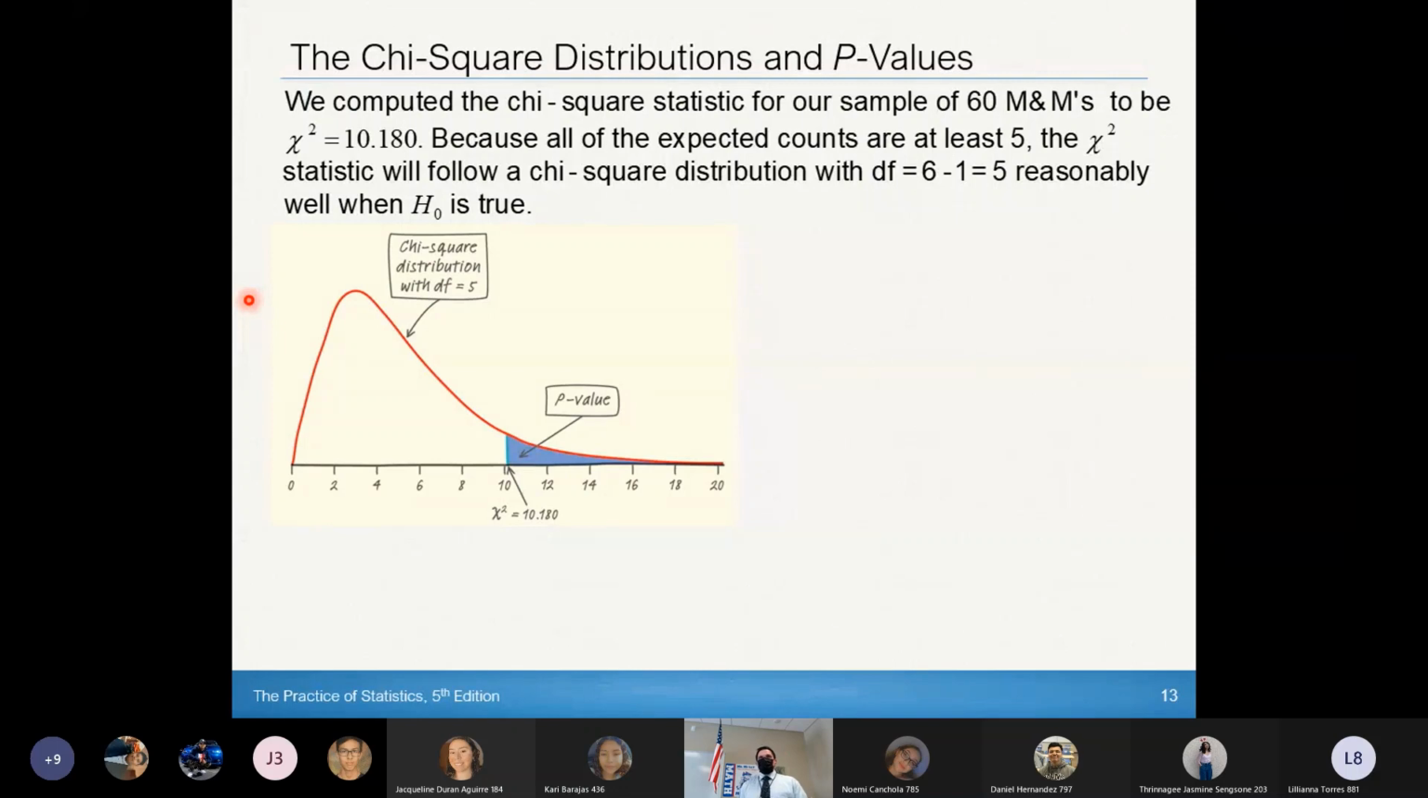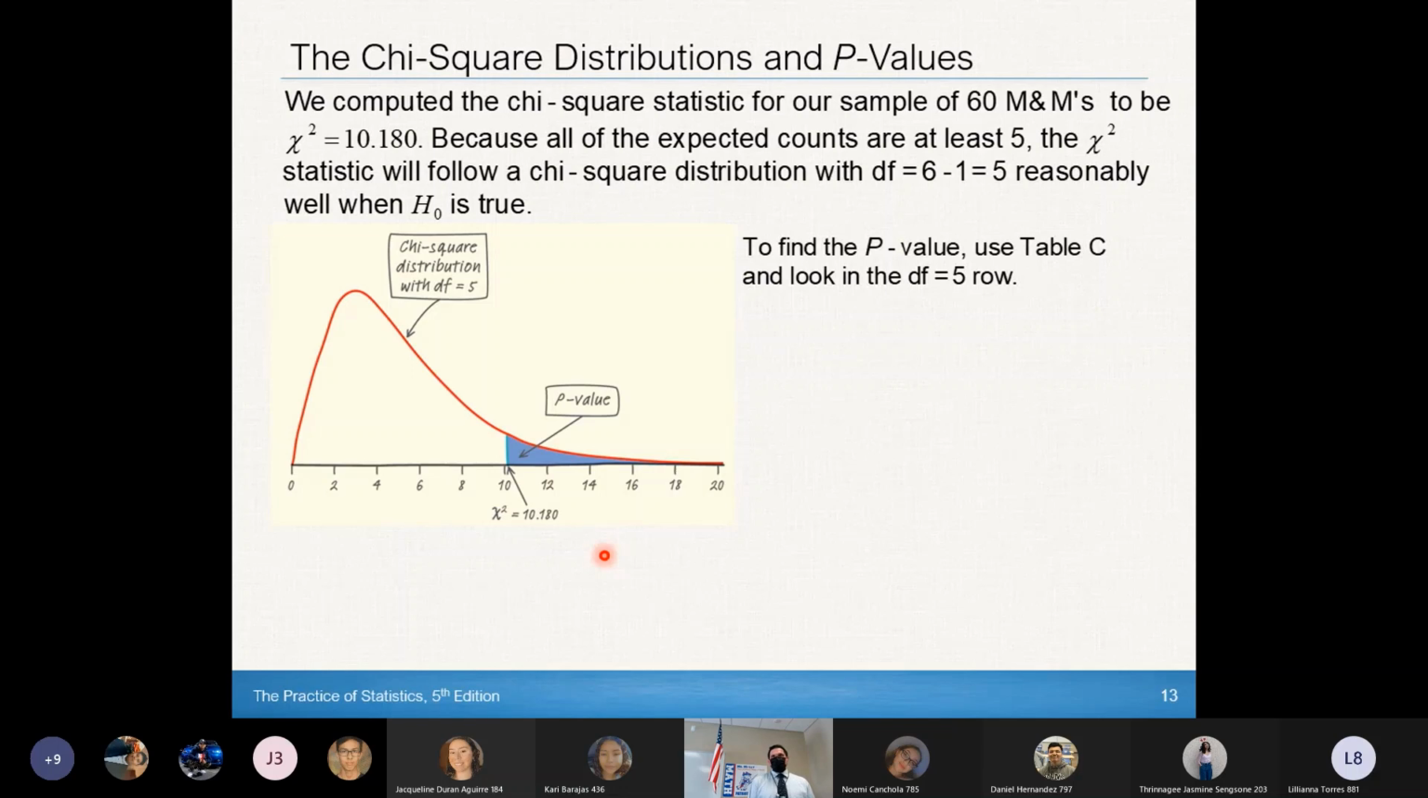We computed the chi-square statistic for our sample of 60 M&Ms to be chi-squared equaling 10.180. Because all the expected counts are at least 5, the chi-square statistic will follow a chi-square distribution with degrees of freedom 6 minus 1 equaling 5, reasonably well when the null hypothesis is true. So we have the chi-square distribution with degrees of freedom 5. Our chi-square statistic, 10.18, lies right here, and this shaded area is the proportion under the curve greater than that value.